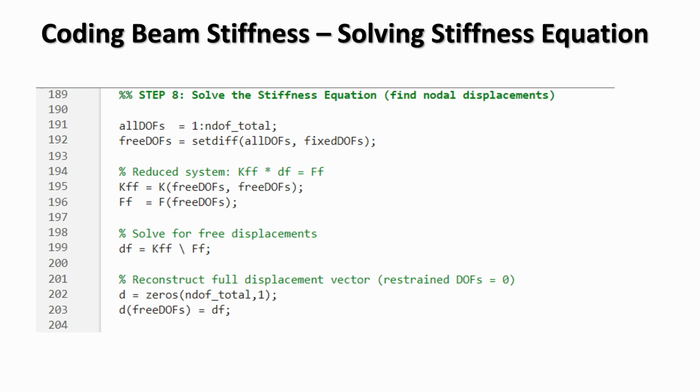Restrained degrees of freedom are set to 0, and the solved values are inserted into the appropriate positions. The result is the complete displacement vector describing the deformation of the beam. Once this is known, we can move on to computing reactions and internal forces.